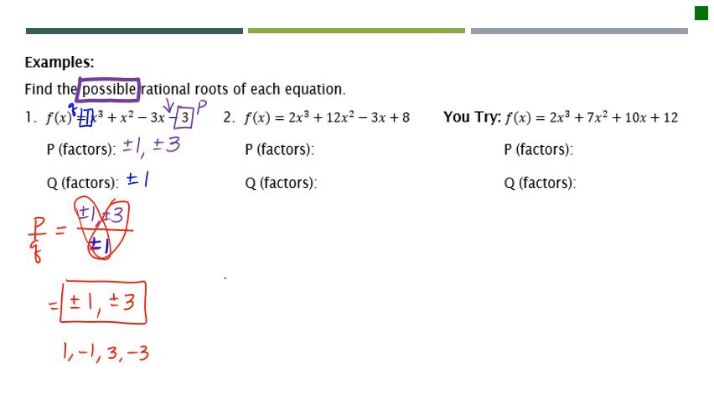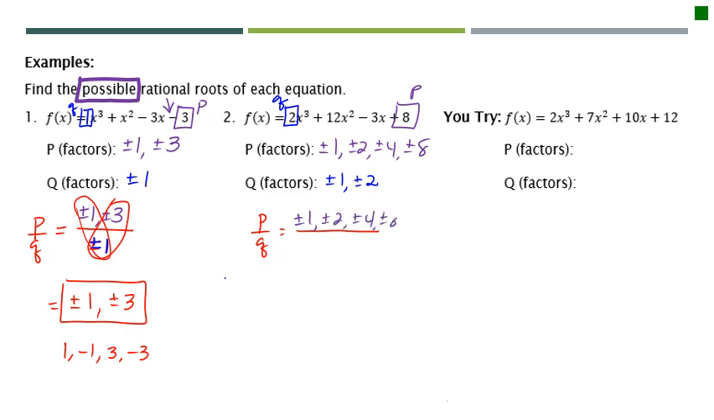All right, for example number 2, my p numbers are going to be factors of 8. The numbers that divide into 8 are 1, 2, 4, and 8. And then for my q numbers, I need factors of 2. So that would be positive and negative 1, positive and negative 2. So now I'm going to do the same thing with my p and q. Factors of p go in the numerator, and then factors of q go in the denominator.